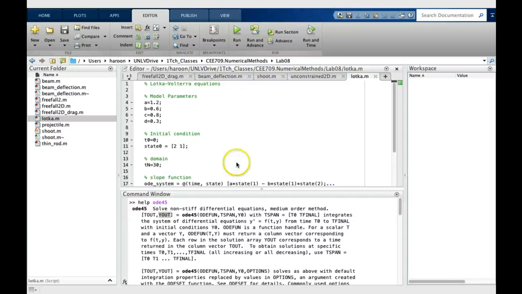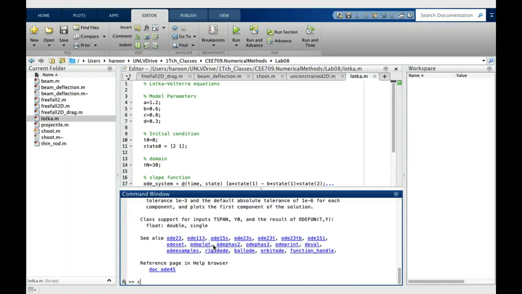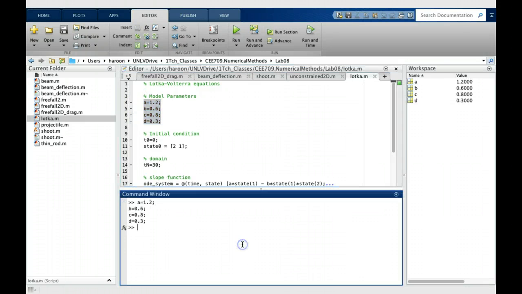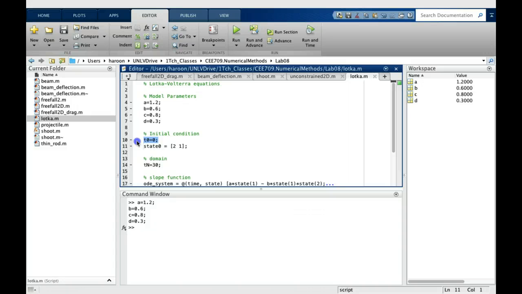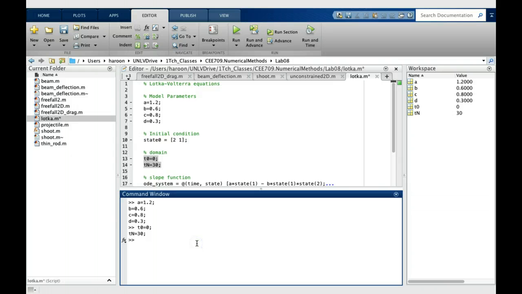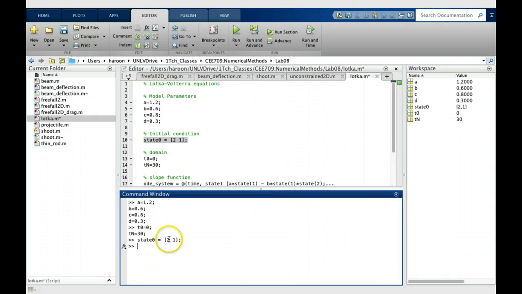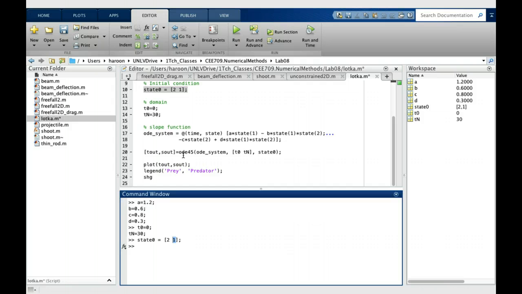In order to implement this, first of all, we define all the parameters of the model, and then we also define the time domain. So in this case, we know our time domain goes from t equal to 0 to t equal to tn, which is 30 time units. The initial condition is 2 and 1, so there are two prey members and one predator member in the population.